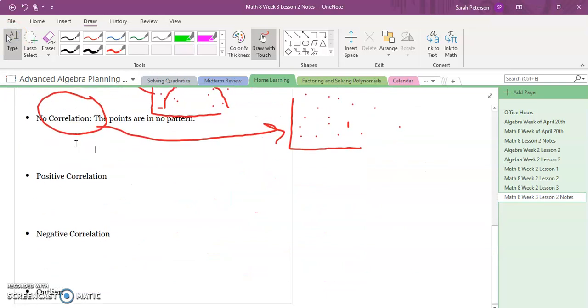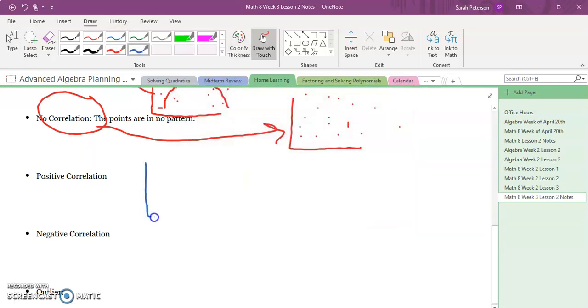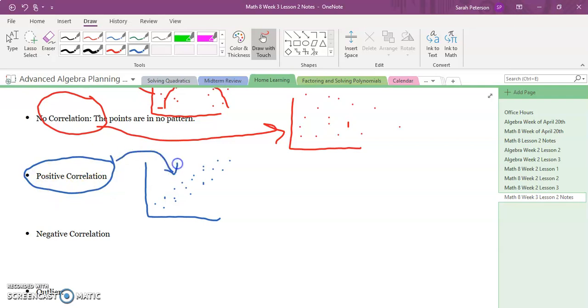Positive correlation means what direction is it going in? I'm going to use blue for this. A positive correlation means your points are going up from left to right. Just like when we talked about lines and if they had a positive slope, this would be a positive correlation. So I'm going to write here that a positive correlation is when the points go up from left to right. If you look, it starts down here. As we start at the left and go to the right, my points are going up, so that means it's positive.